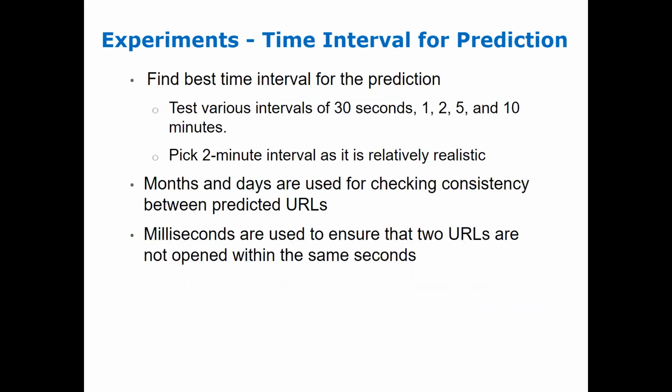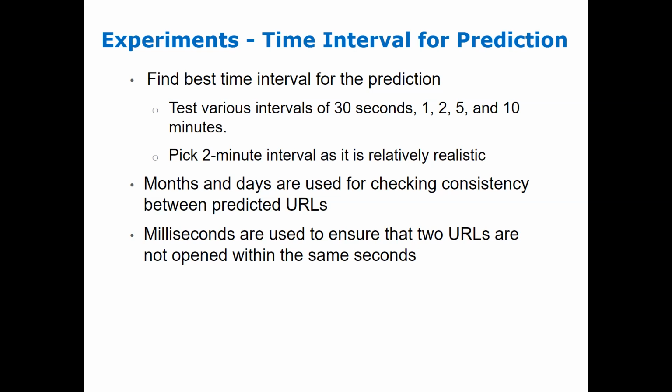So we had to experiment in order to find the best time interval for our predictions. We tested 30 seconds, 1 minute, 2 minutes, 5 minutes, and 10 minutes. And then we decided to go with a 2-minute interval, as it is the most realistic amount of time between opening consistent tabs, as the teacher might be talking, or you might want to take a drink of water or something. 2-minute intervals seem to be the best choice between 5 minutes, 1 minute, and 30 seconds.